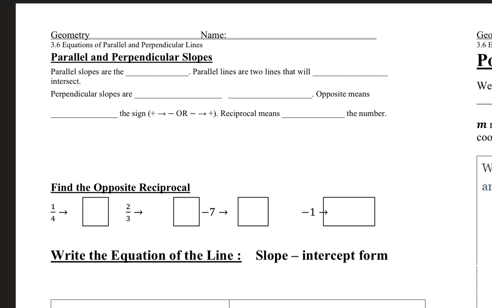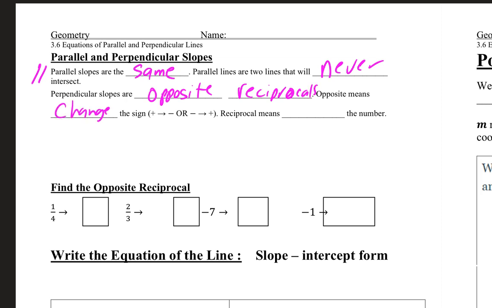Okay, so we said parallel lines have the same slope. Parallel lines are two lines that will never intersect, and we're going to show parallel lines with this symbol right here. Perpendicular slopes are opposite reciprocals. Opposite means we need to change the sign, so if it is positive, we're going to turn it into negative, or if it's negative, we're going to turn it into positive. Reciprocal means to flip the number.